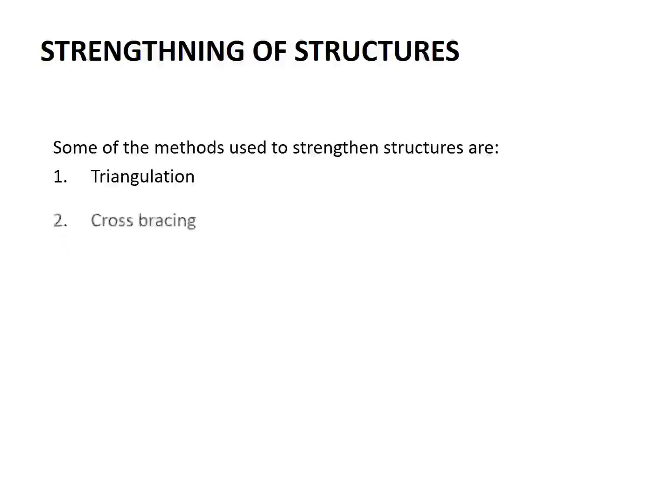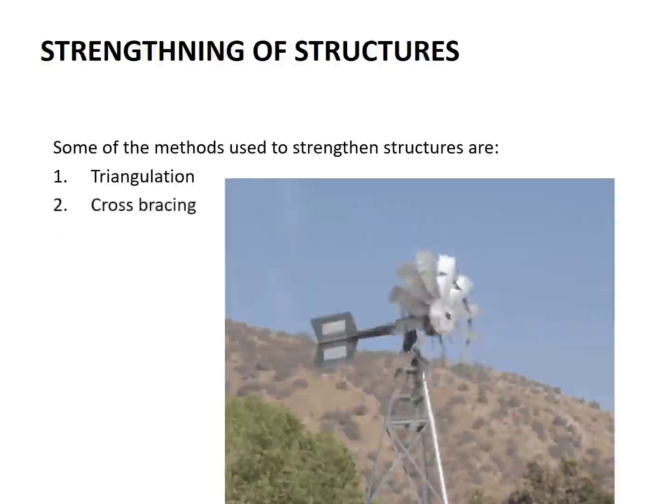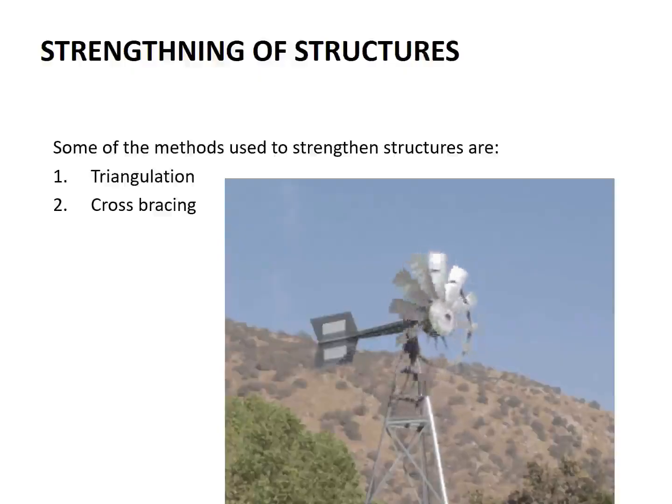Now, the second method is called cross bracing. We cross the pieces of iron, as you can see on that particular windmill. Never mind the blades that are rolling. Look down there on the frame of the windmill, and you'll realize that there are pieces of iron that are being cross-braced there in order to make this windmill, or the structure of the stand of the windmill, very, very strong.